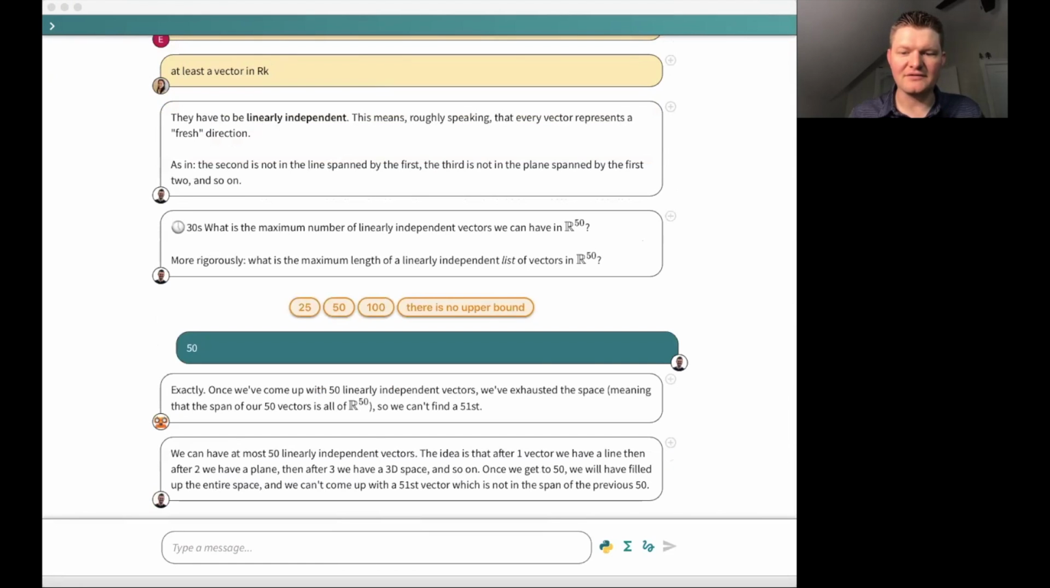The idea is after one vector, we have a line, assuming it's non-zero. After two vectors, we have a plane, assuming the second isn't pointing in the direction of the first. After three, we'll have a 3D space, and so on. Once we get to 50, we'll have filled up the entire 50-dimensional space, and it won't be possible to come up with a 51st vector which is not in the span of the previous 50, because literally anything it could be, we already have covered as a linear combination of the first 50.